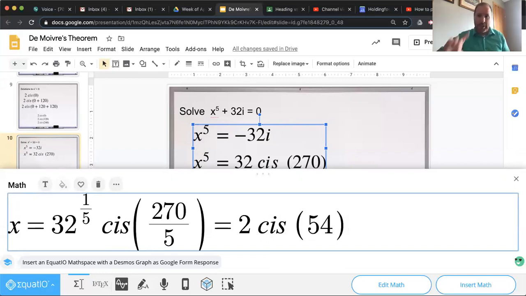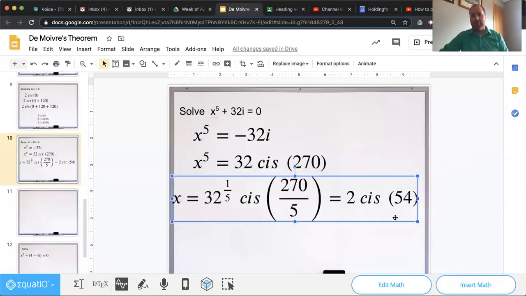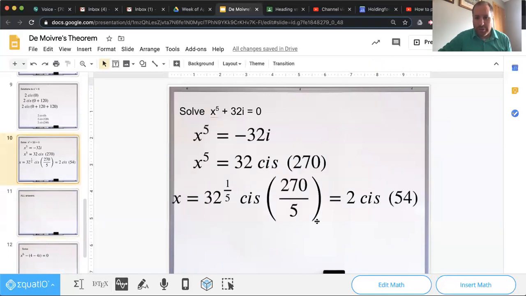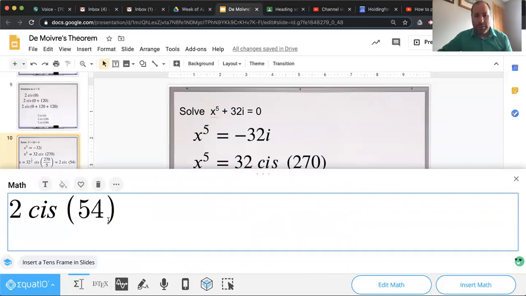That's the first answer. This gives us the first initial result, right? So to get the other results, all the answers, how we get all the answers is I first start with this one, 2 cis 54. Okay, that's what I would start with. And then what I'm going to do is take my calculator and say, well, it needs to have 5 possible answers. That's the first one. So I need to take 360 divided by 5. And so I need to keep turning. 360 divided by 5 is 72. I need to keep turning by 72 degrees.